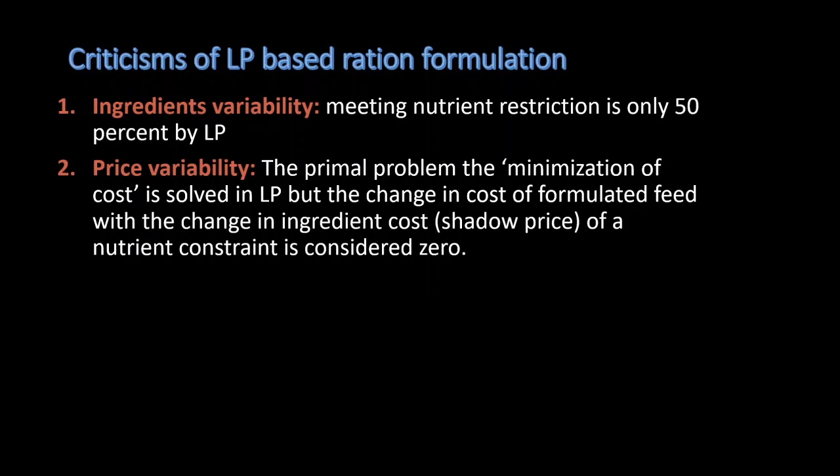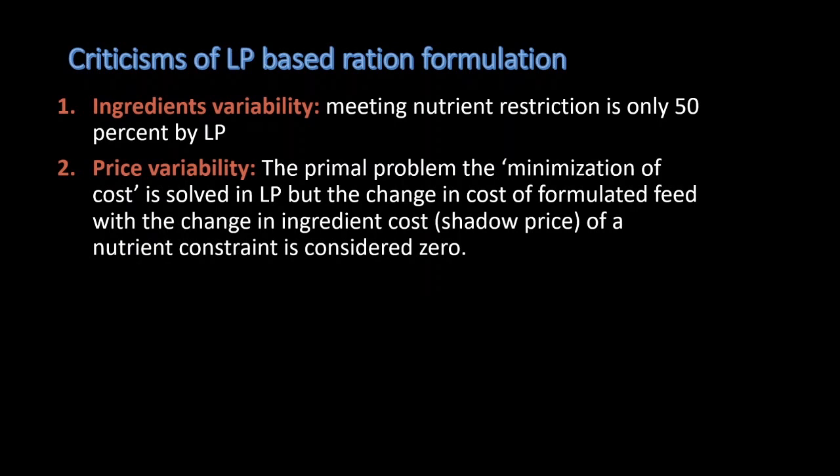The second one is price variability. The primary problem in this case is minimization of cost, because the software is always taking care of the cost and trying to minimize it. But the change in the cost of formulated feed with the change in ingredient cost, which we call the shadow price of a nutrient constraint, is considered zero. In reality, prices of feed ingredients are not constant.